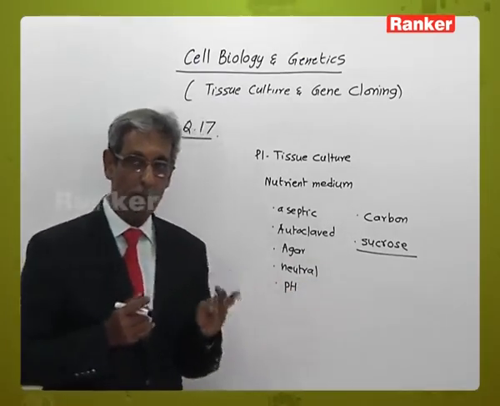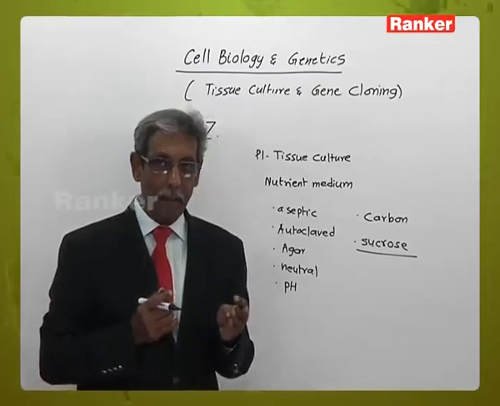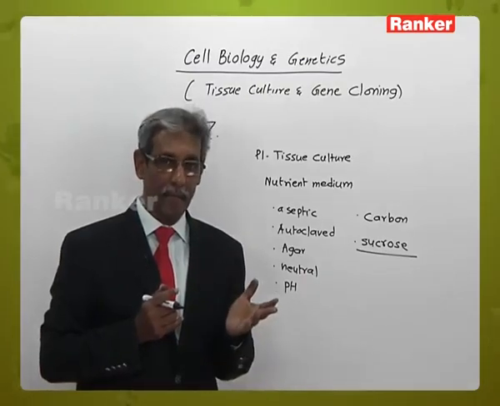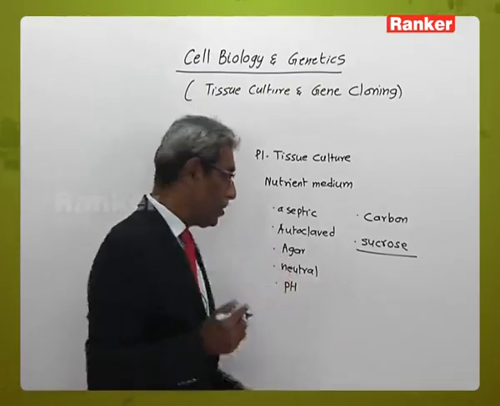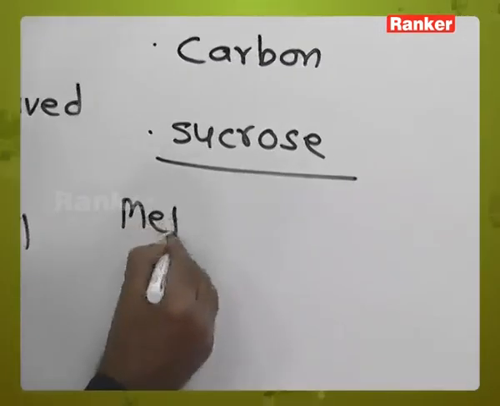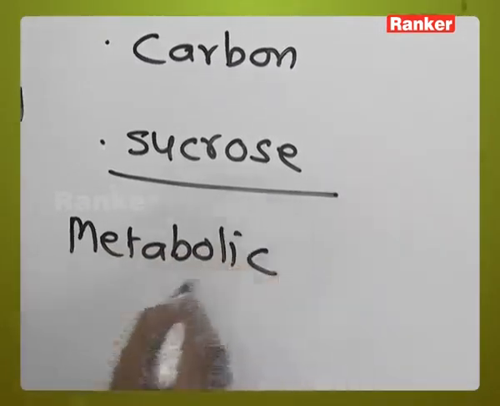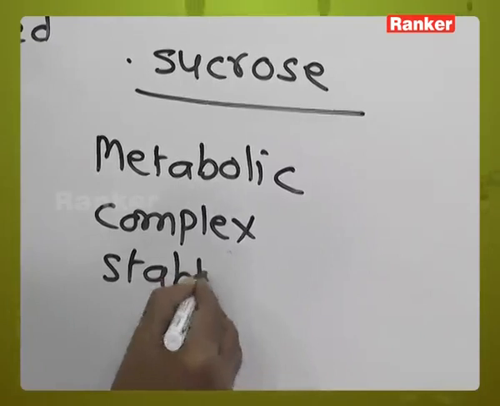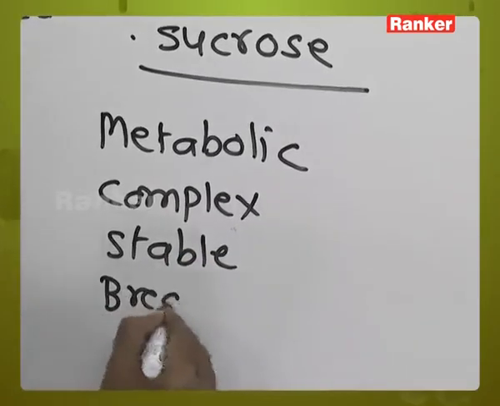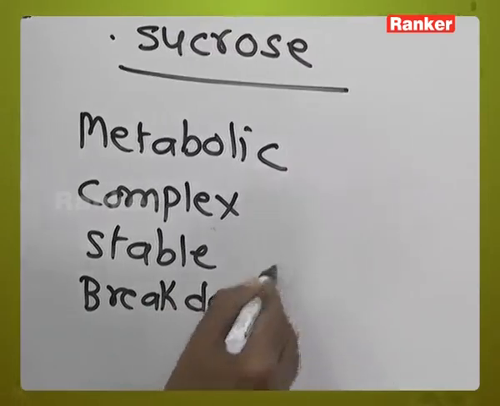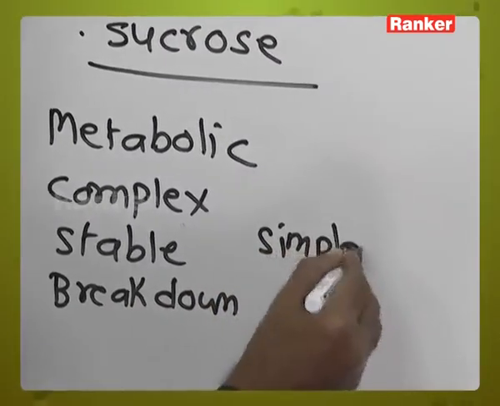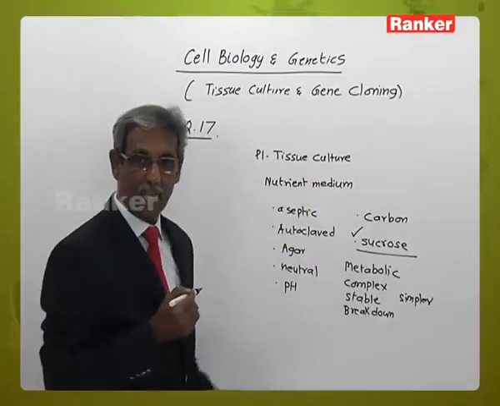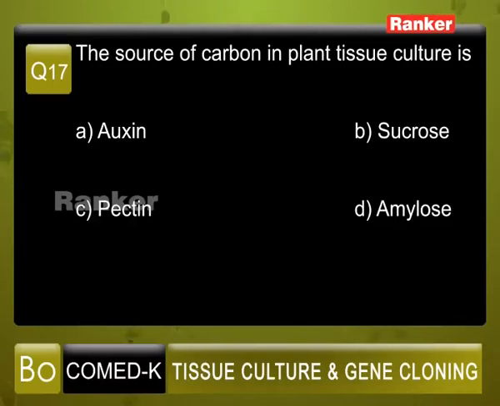Whereas auxin is a growth hormone. Pectin primarily exists as a molecule which is present as calcium pectate in the middle lamella, and amylose is a storage product. So, if we want a metabolic product which is complex, at the same time stable and capable of breaking down to form simpler products, the choice is sucrose. So, sucrose is the major source of carbon, especially in the case of plant tissue culture, and the right answer is B.